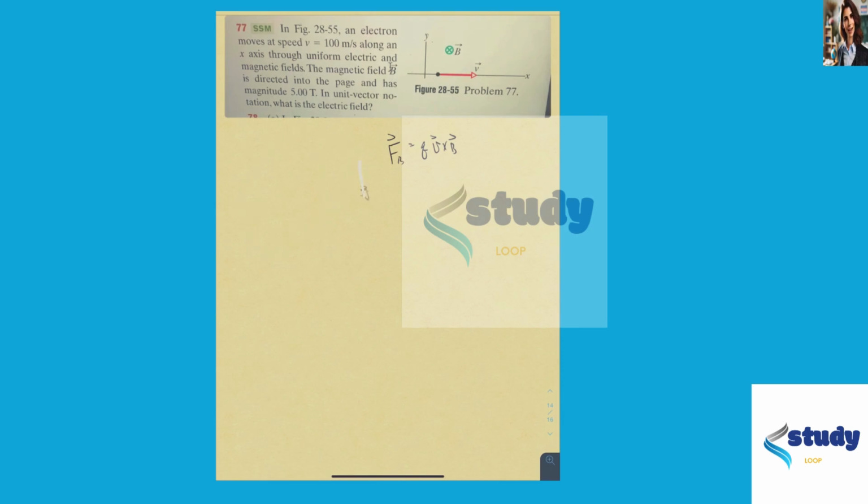So the only reason that in this problem this particle is not moving in a circle is because of the presence of the electric field. That electric field has to balance out the effects of the B field on the particle. So if the B field gives the particle a force in the y-hat direction, then the E field had better give it the same amount of force, but in the negative y-hat direction. Okay, so that's where we're starting.